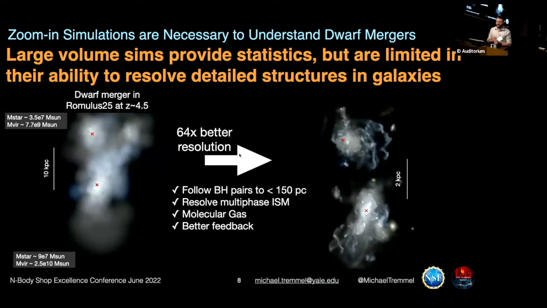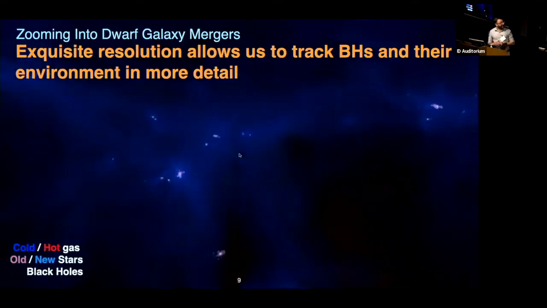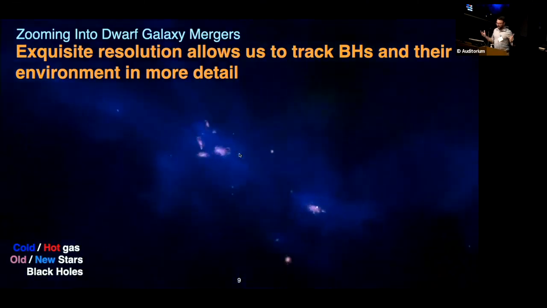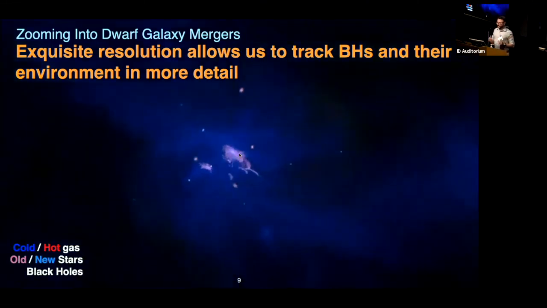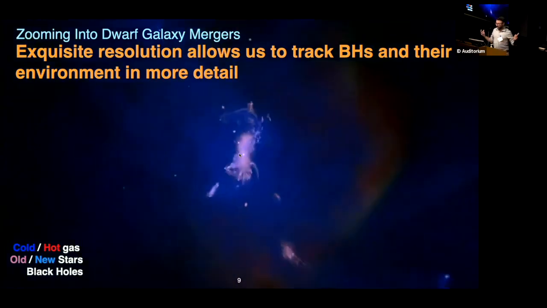We took a galaxy merger selected from Romulus 25, and we reran it at much higher resolution, putting the black holes by hand in the two progenitor galaxies at redshift 12, starting at 10 to the 5 solar masses. And we ran them with time. Watch the little movie here. The black holes are white dots, and the stars are shown as blue and reddish dots, and there's hot and cold gas. The black holes eventually merge.